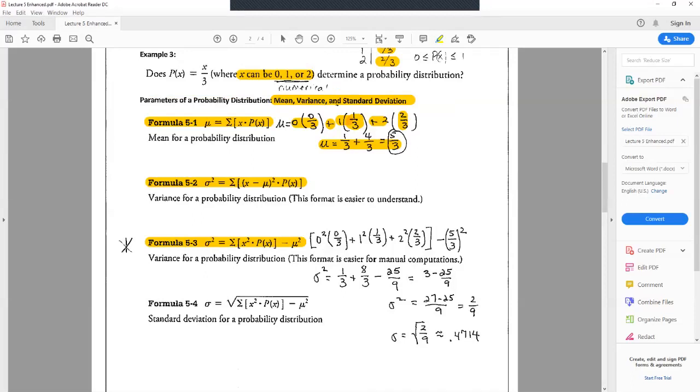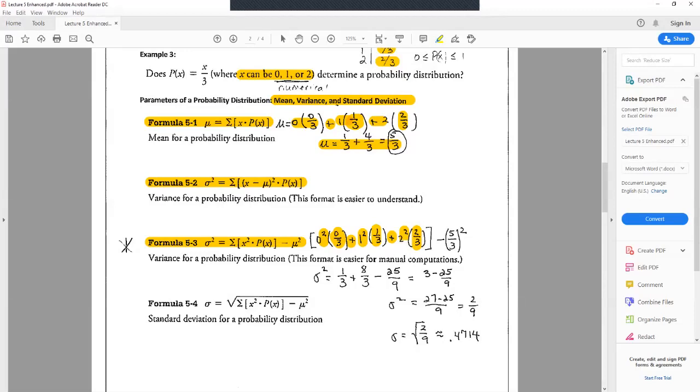We're still in example 3, right? So if x is 0, I would take 0 squared times the probability of 0, which is 0 over 3. And since it's a summation, I have to add, and I'm going to take the next x value and square it and multiply by its probability, which is 1/3. So 1 squared times 1/3. Then I'm going to sum and take the last x value, which is 2. That would give me 2 squared times 2/3.